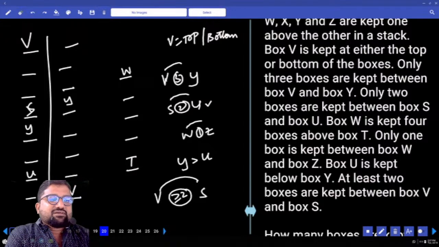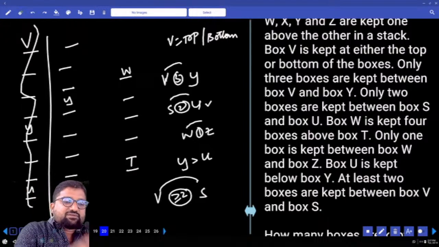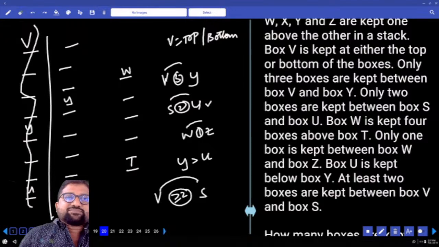Is there a chance? If I take U here, no place for S. Now you are left with how many possibilities? Only 1 possibility. After taking U, whom can we take? First trial, U. How many people? 2 people between U and S. It should be above. No possibility.